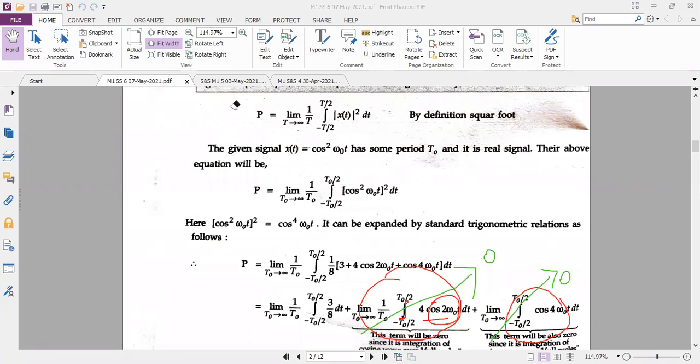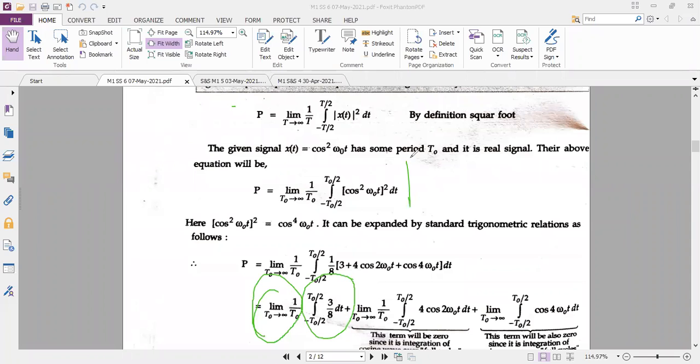So now your duty is just to perform the integration of the first term. Further, I will not show you. You have to do it by yourself. I want you to perform the integration. When you perform the integration, this limit part you can leave it. Later you can include it. Only perform the integration of this.